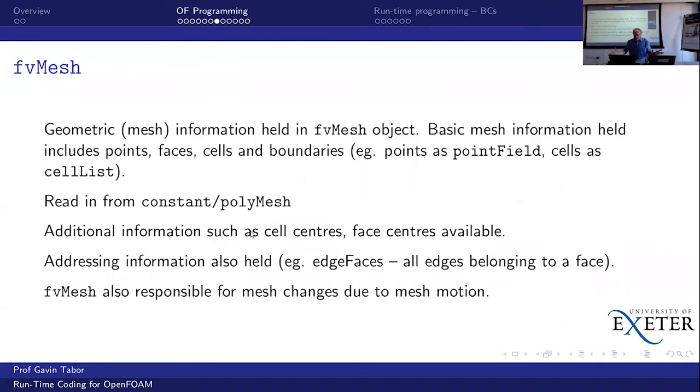Next level, what about the mesh? Well, all of our mesh information is held in an object of class fvMesh, finite volume mesh. And this is constructed when we start a simulation. If you look at the output to disk, when you run a program, you'll see that one of the first things it does is to create all of this mesh information. Basic mesh information is points, faces, cells, and boundaries, but it also has a lot of information about indexing and so forth. It's read in, well, you know all of this basically.